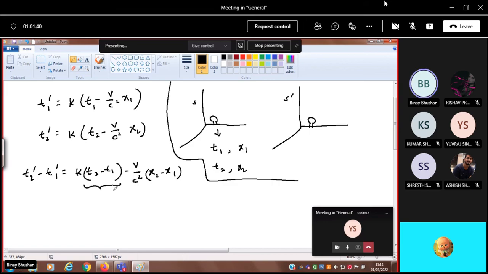K कैसे 0 हो सकता है? K तो नहीं ना 0 होगा. Not K, K times (T2 minus T1). This will become 0, right? So this will become V by C square (X1 minus X2), right? This will become in fact minus V by C square (X2 minus X1). So मैंने minus sign यहाँ कर दिया.